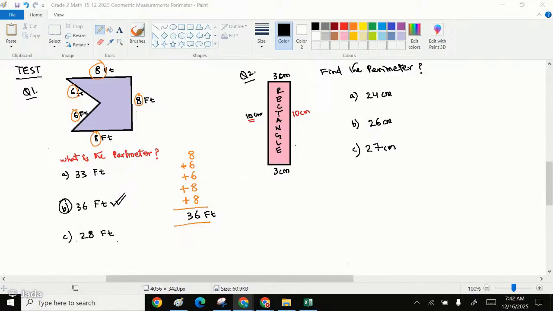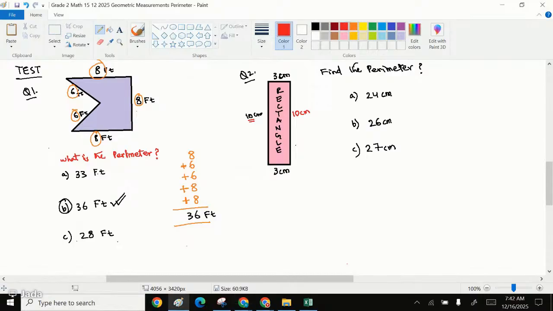Okay, great. 10 was the length of the side. So what is the perimeter? We know that a rectangle has two pairs of parallel sides, right? That means there will be two 10 centimeters, and there would be two 3 centimeters. Okay, it is 26, right? You wrote option B, this is 26. Very good. Keep it up.